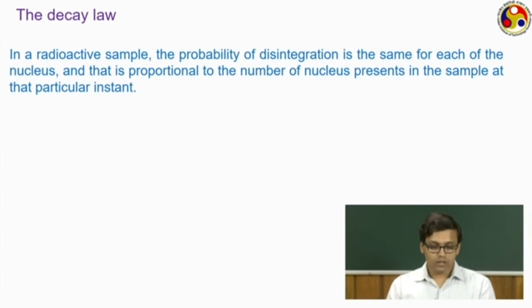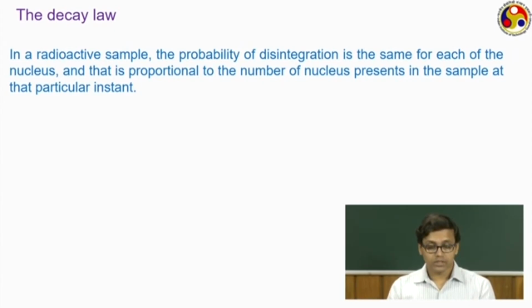Similarly, if we focus on any particular nucleus, say particle number 50, it can undergo a decay in the next instant, or may undergo it after 5 minutes, or may undergo it after 30 years. It is not possible to say. This is purely a probabilistic phenomenon.